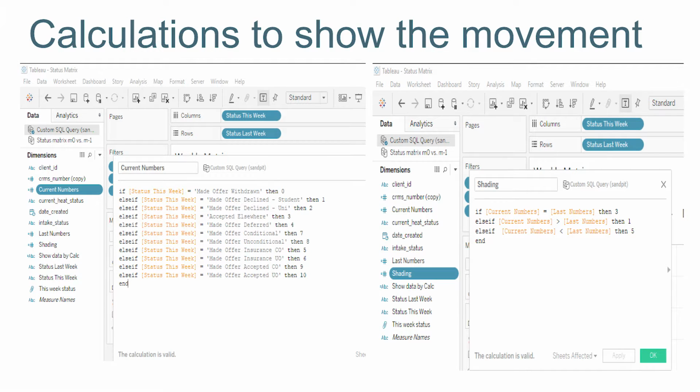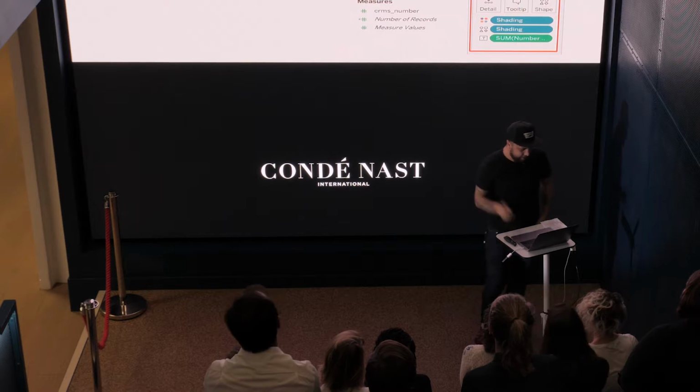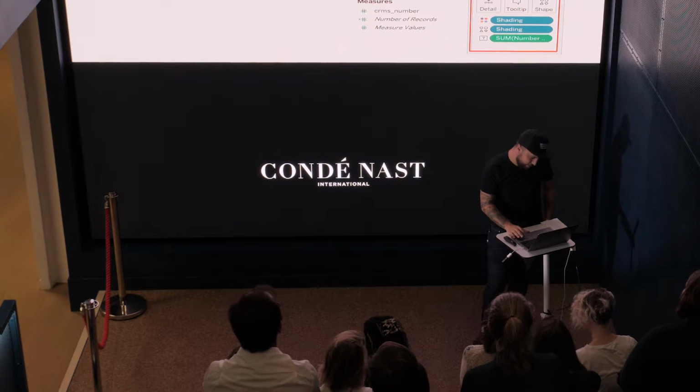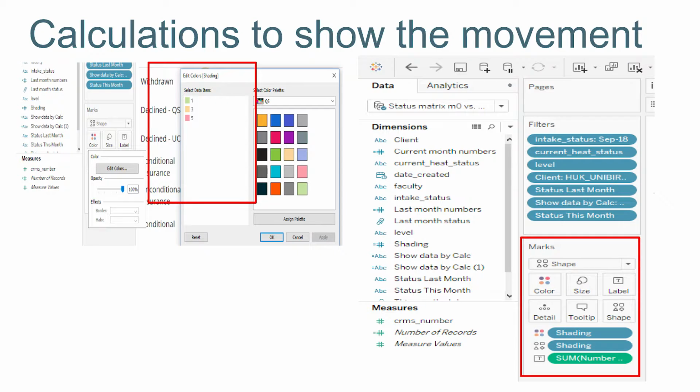Current numbers equals last numbers, 3. Current numbers greater than last numbers, 1. Current numbers less than last numbers, 5. So here, where you can see behind me, 1 is green, 3 is amber, 5 is backwards. And then to the right shows you where they sit on the pills.